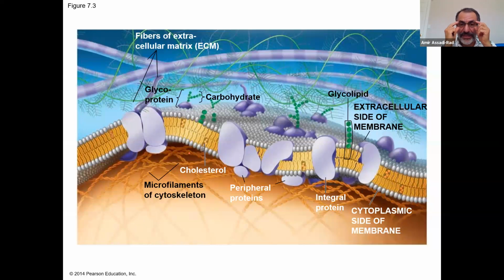If I had brought some chocolate chips and embedded them in here, you guys would know what I'm talking about. That would be these protein molecules being embedded right into this Oreo cookie. Then attached to these protein molecules are some carbohydrates, on some of these protein molecules, not all of them.